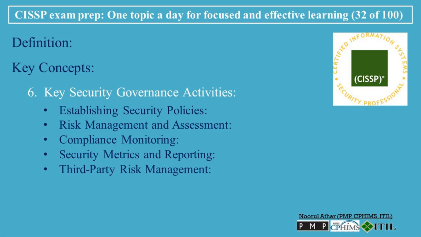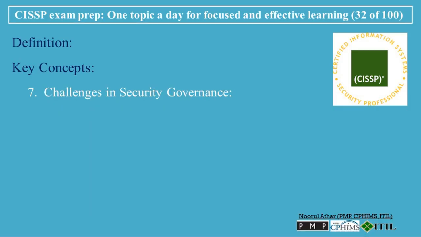Third-party risk management. Governance also includes managing the risks associated with third-party vendors, partners, and service providers that have access to the organization's information or systems. This involves assessing third-party security controls and contractual agreements.